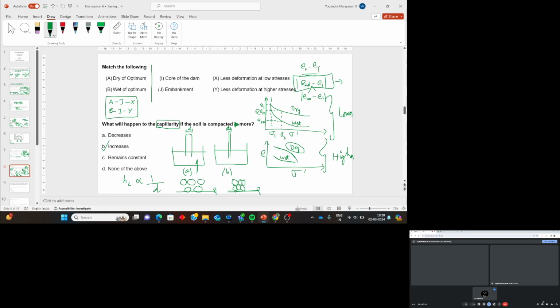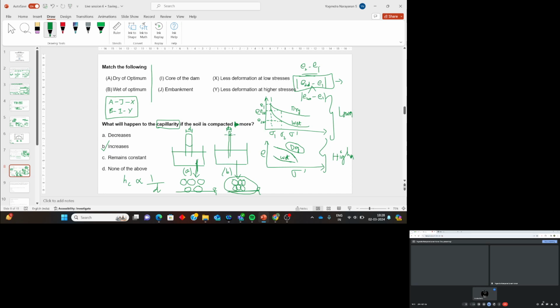So A part. No, no, see, same. This B corresponds to this one. Yes, sir. This A corresponds to this one. So B will have more capillary rise. It will rise, for example, this much, but here it will be this much.